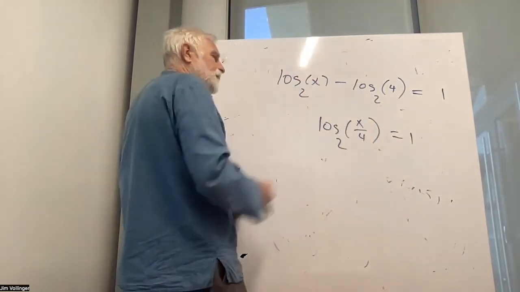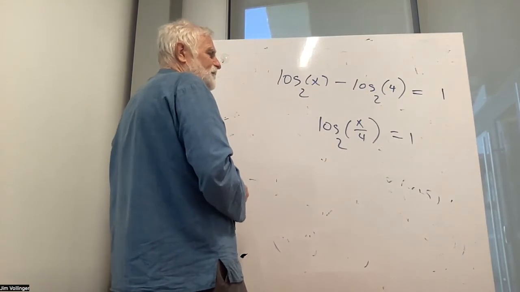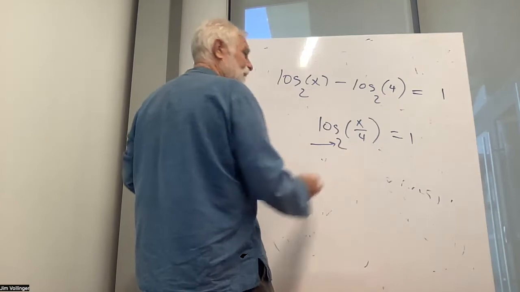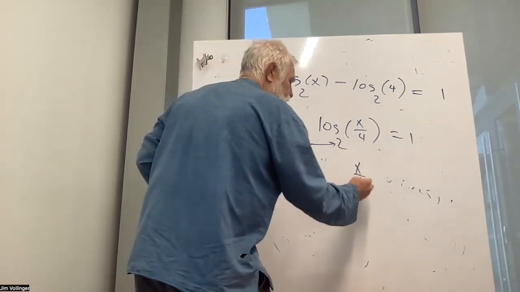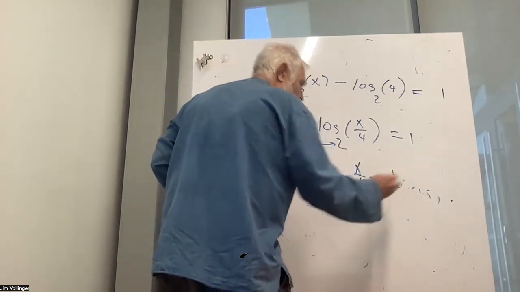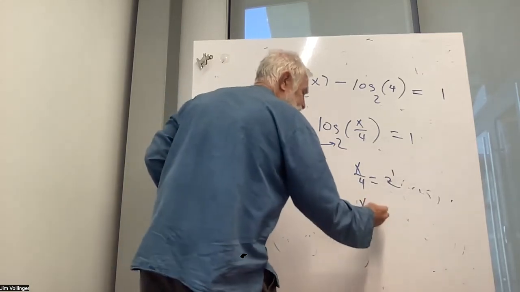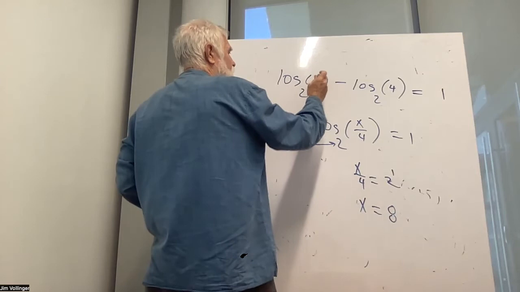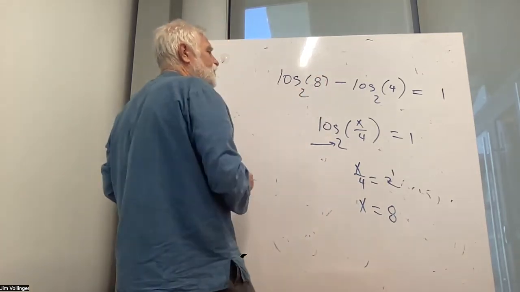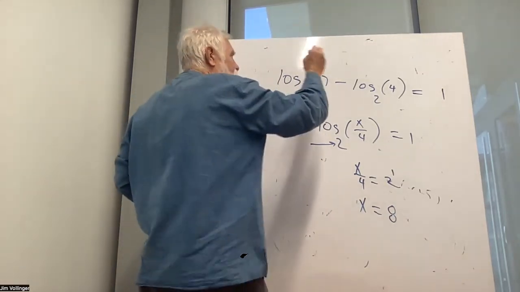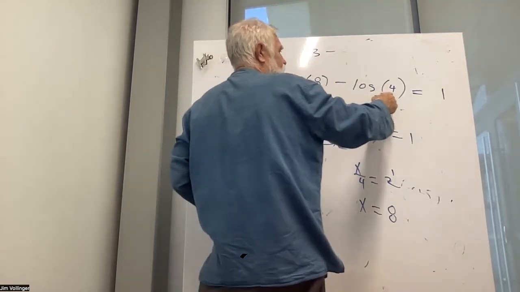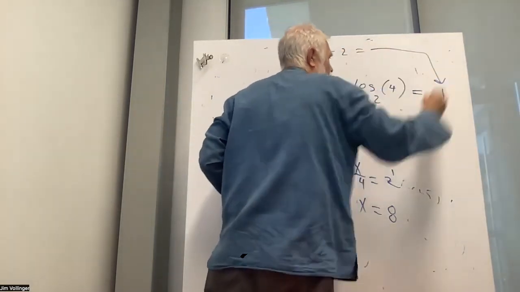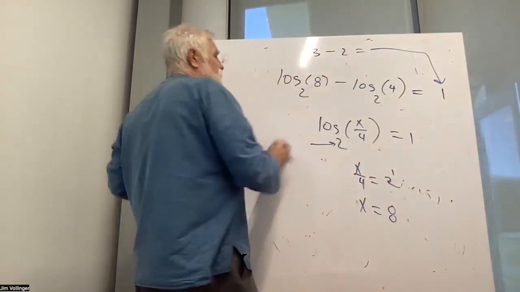Okay, you rewrite it in exponential form. Exponential form means there's got to be a base. Oh yeah, it's base 2. So x over 4 equals 2 to the 1. So it looks like x equals 8. So we'll put an 8 in and see if it works. What's the exponent you put on top of a 2 to get an 8? A 3. Minus, what do you put on top of a 2 to get a 4? A 2. And 3 minus 2 does equal 1. So hopefully you can trust that.